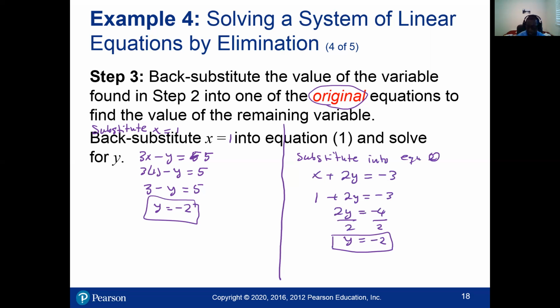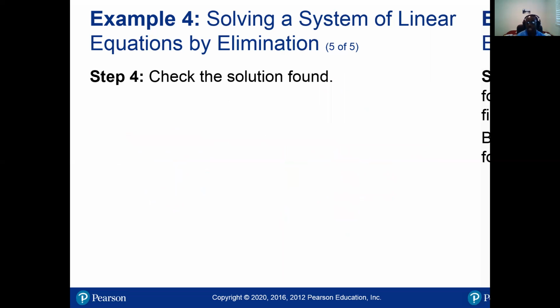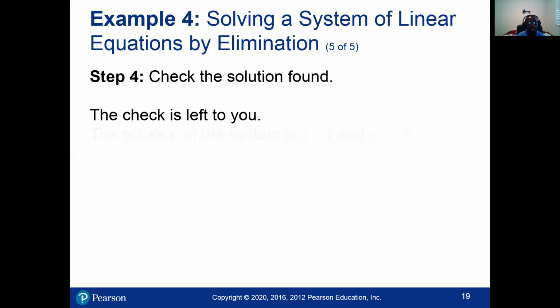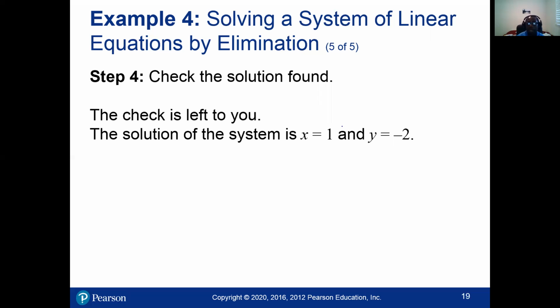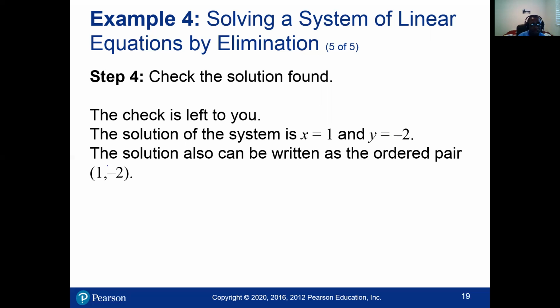All right, and then we check our solution again. I'm going to leave that for you to check. Then x is equal to 1, y is equal to negative 2, and that is our solution. So we have established that whether we use the substitution method, the elimination, or the graphing, we get the same results. So three methods, three ways of solving a system of linear equations.